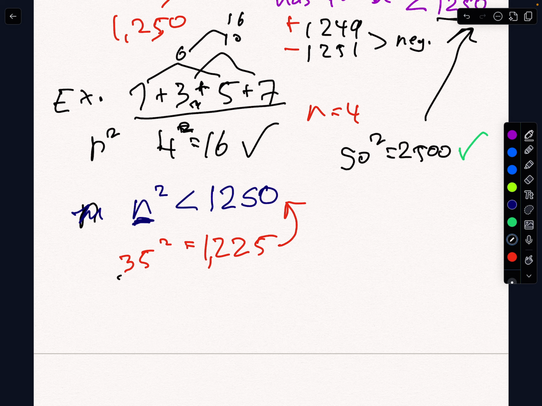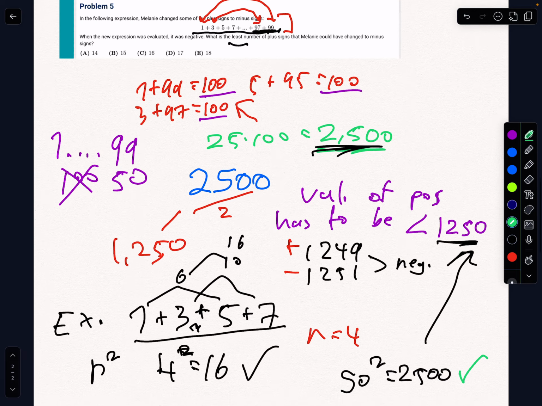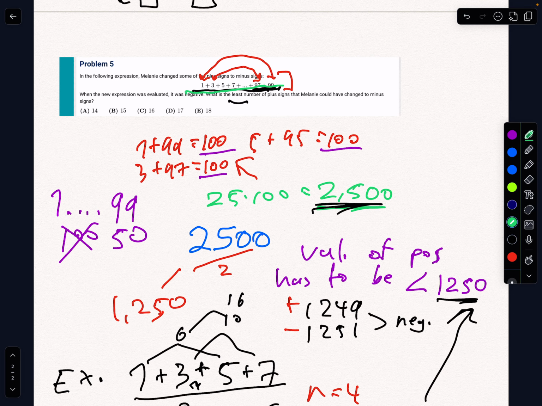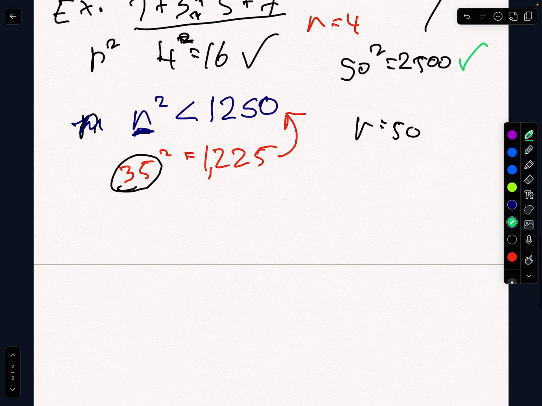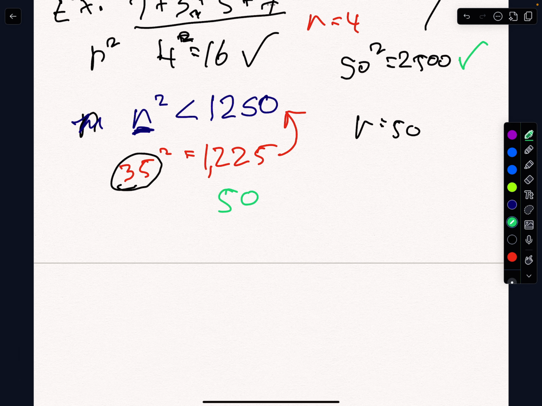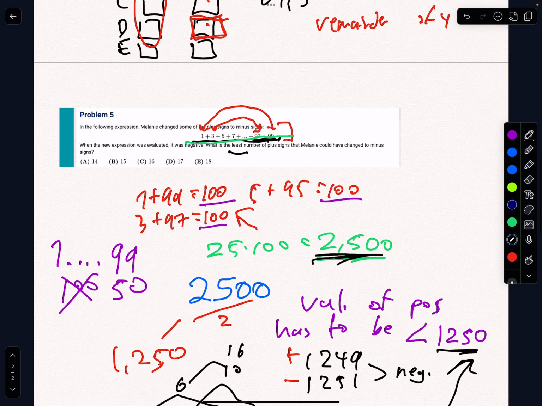So now you know that you will have 35 positive odd numbers, and going back to the original expression, we said that we have 50 odd numbers. If there are 50 odd numbers and 35 of them are positive, then 15 of them must be negative, which will be our final answer. So the answer will be B, 15.